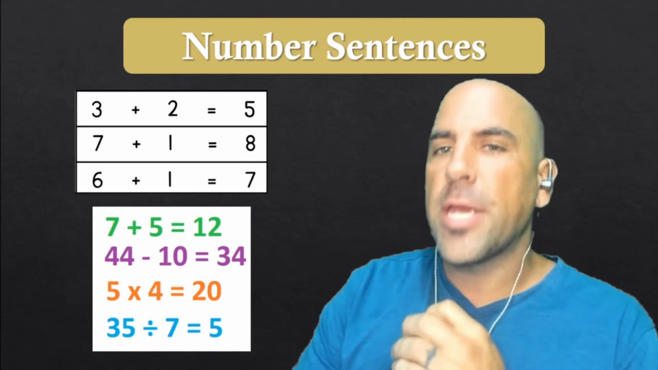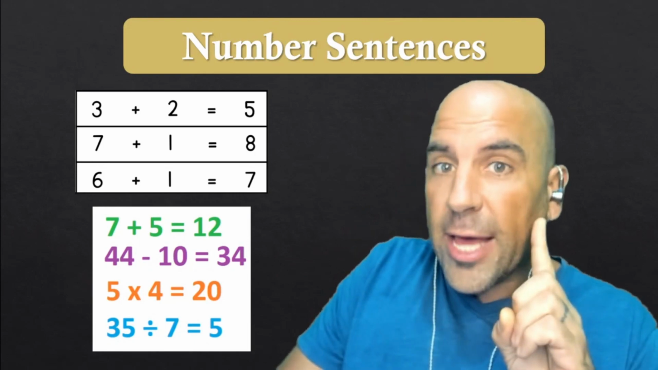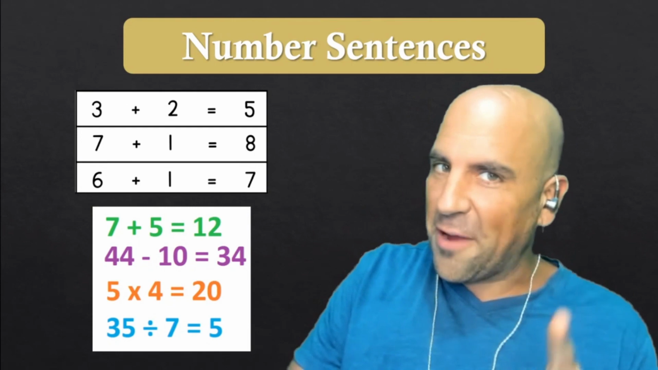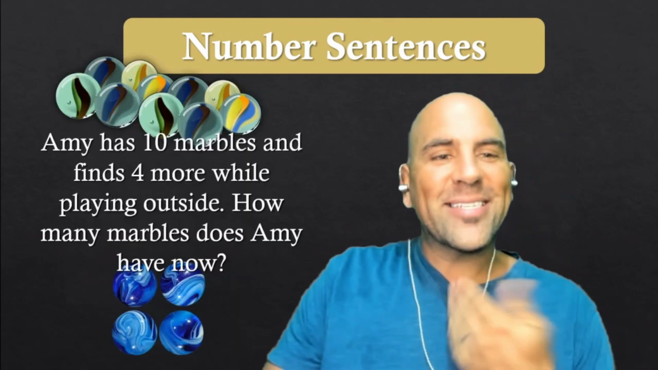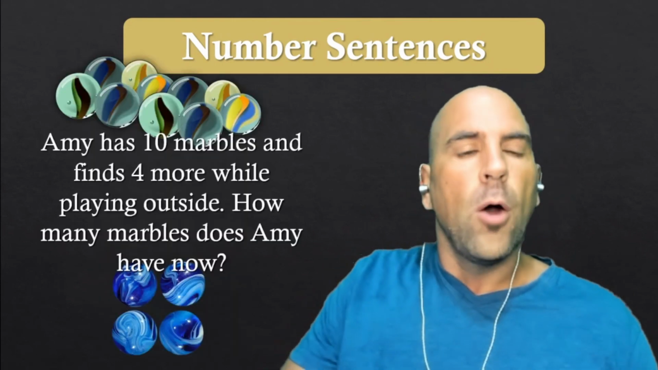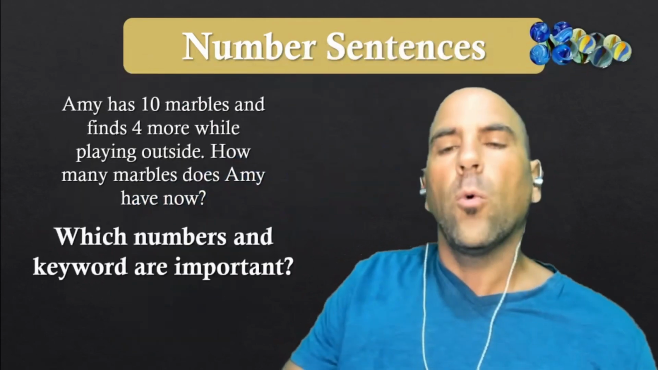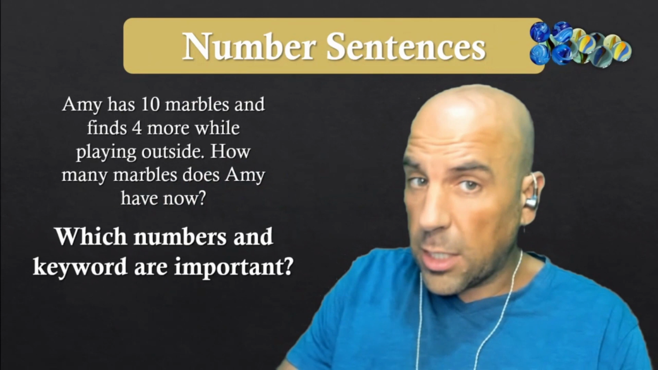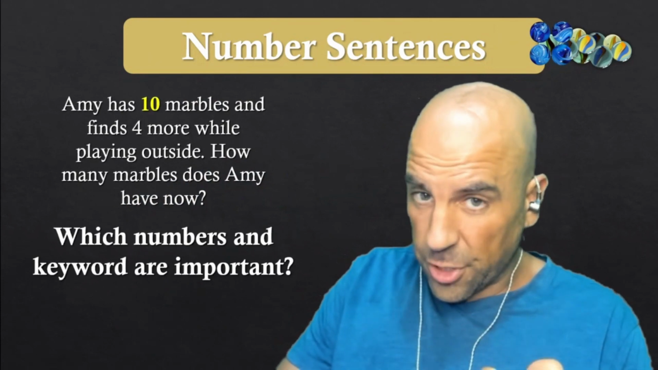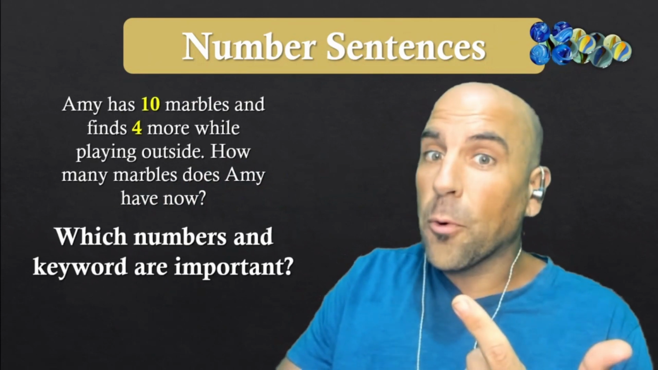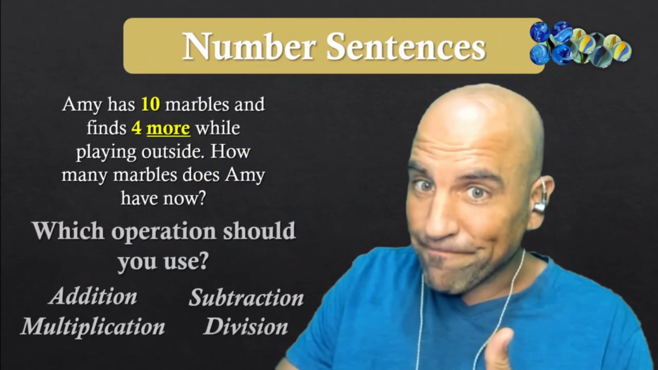Let's make some number sentences, and we're going to make them from word problems, everybody's favorite. All right, Amy has 10 marbles and finds 4 more while playing outside. How many marbles does Amy have now? Well, we can find out. First, let's find out which numbers and keyword are important here. 10 she started with, she found 4, and the word more tells us what to do.